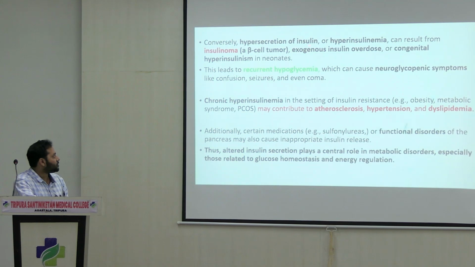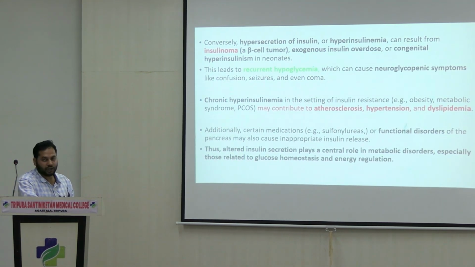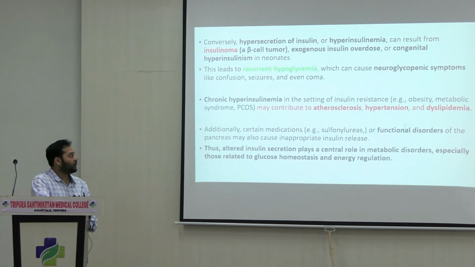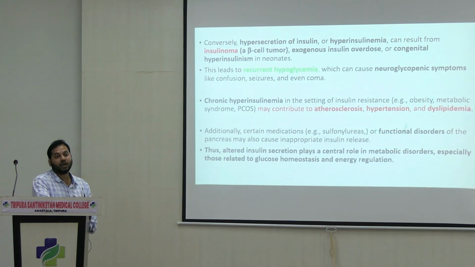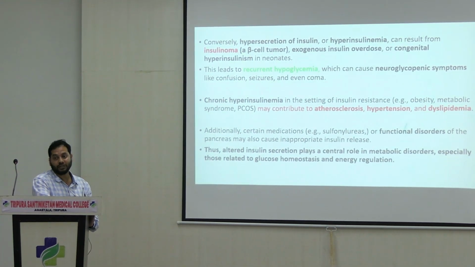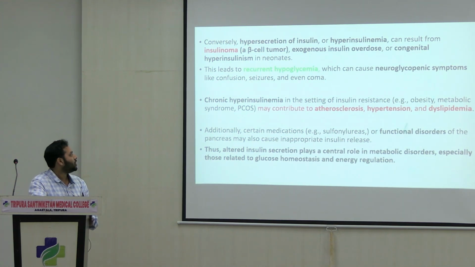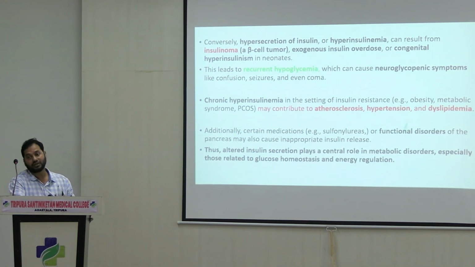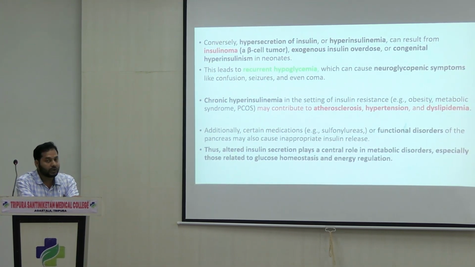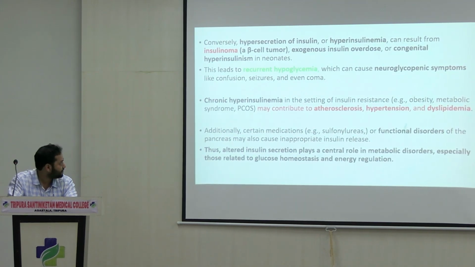This hypersecretion of insulin, which is also known as hyperinsulinemia, can result from insulinoma. It is a special type of condition. In this condition, we see the development of a cell mass, or tumors in specific cells, mainly the beta cells from which insulin is synthesized. Other than this, these conditions may develop due to exogenous insulin overdose as well as congenital hyperinsulinism in neonates. So in both conditions, there is a hypersecretion of insulin.